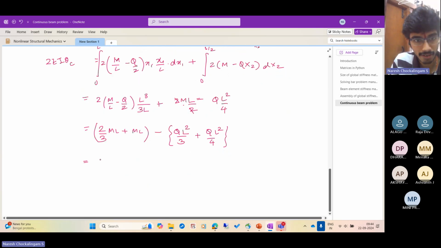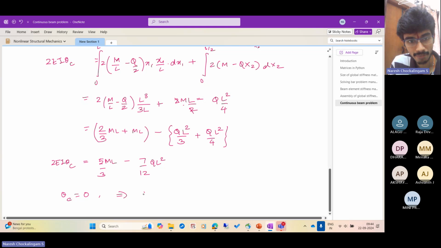So what do we get? The rotation is, or 2 EI theta C is equal to 5 by 3 ml minus 7 by 12 QL square. But theta C is equal to 0 because we have a guided roller, which means m is equal to 7 by 4. So 3, 12 gets 4, 5 goes down. So it is 7 by 20 QL.